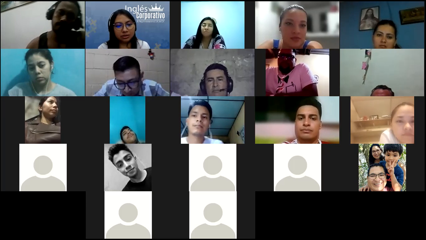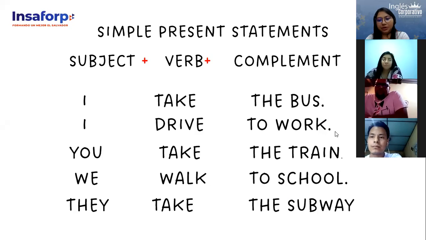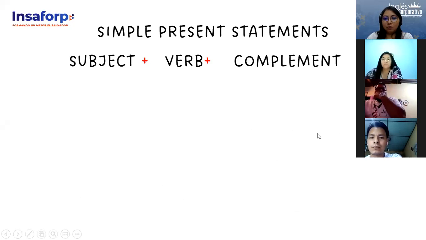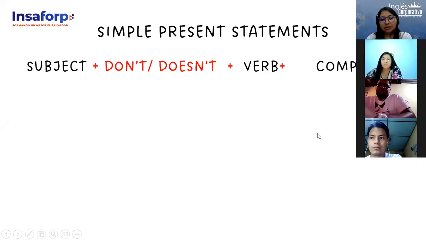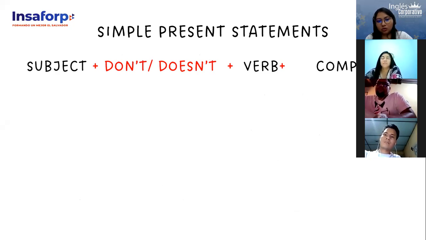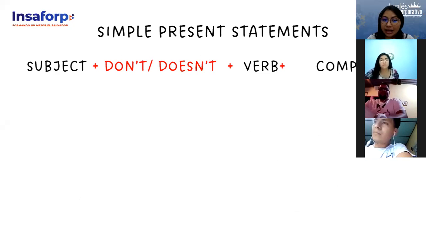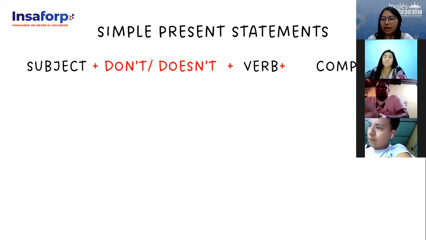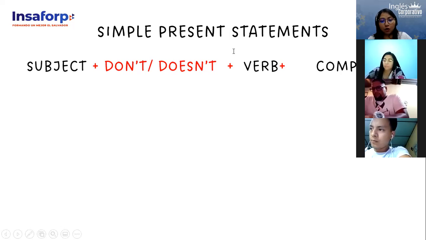So, let's go back to the topic. Simple present statements. Now, we have the same or similar examples, but using, in this case, an auxiliary. We are going to create negative statements. How do we make simple present statements in negative form? ¿Qué le agregamos? What is extra in this formula? The auxiliary is used in the negative. So what is the complete form for this auxiliary?